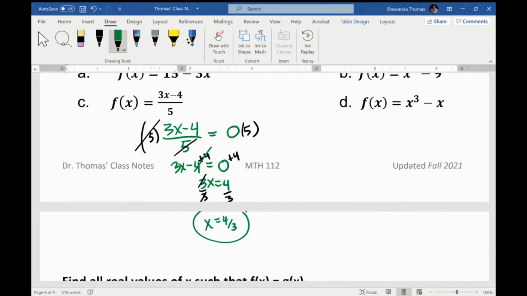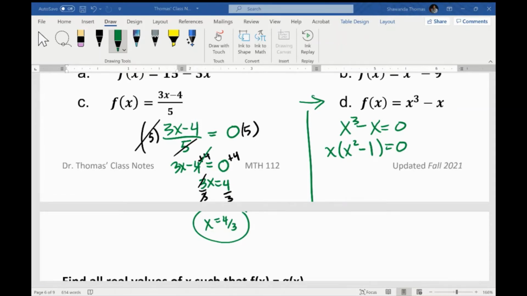All right, D. Can someone else explain how do I set up D? You'll do x to the 3rd minus x equals 0. Very nice. And then I think you're going to factor. You might factor out x. Yes. And then x squared minus 1. Very nice.